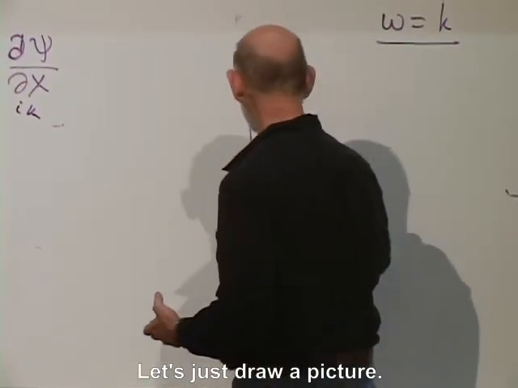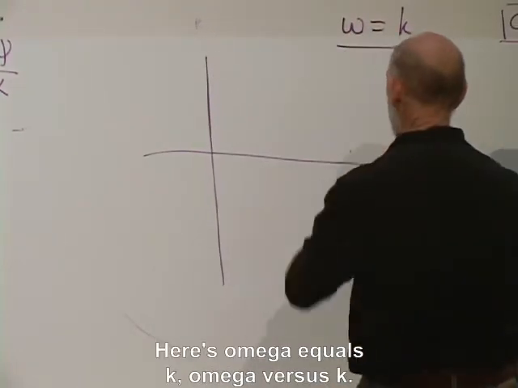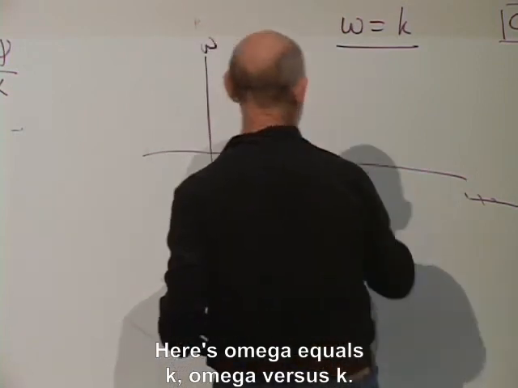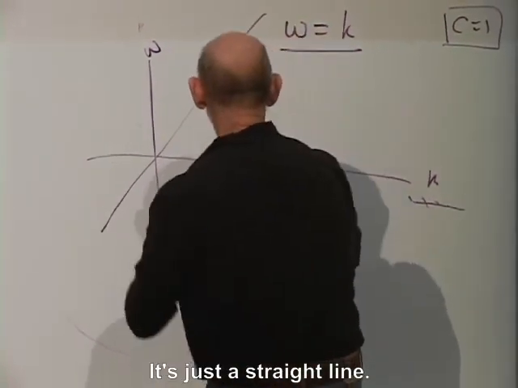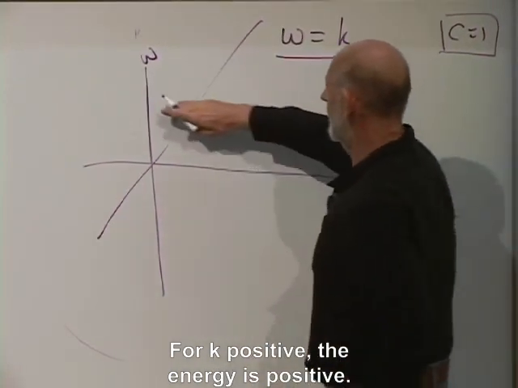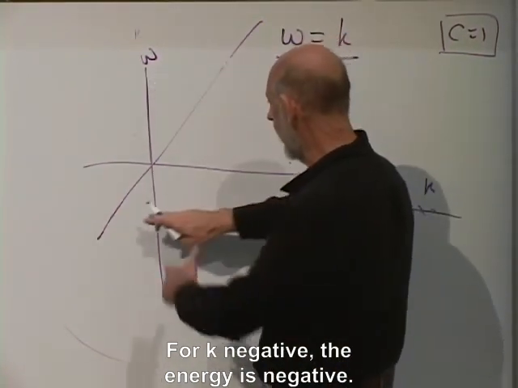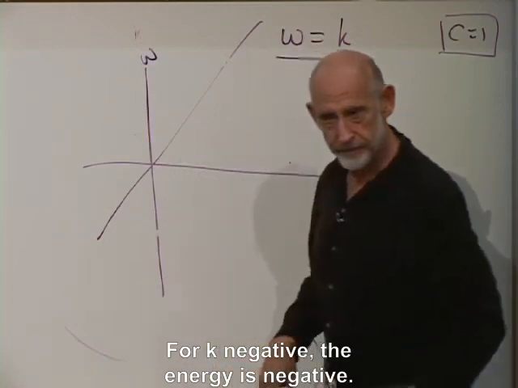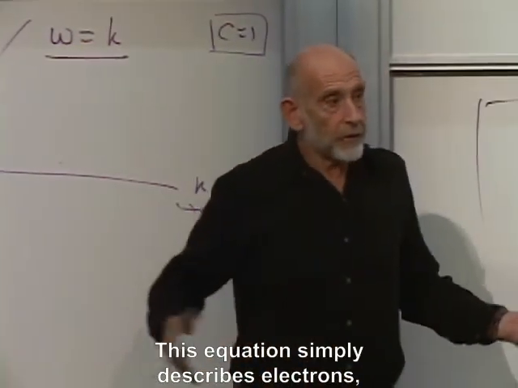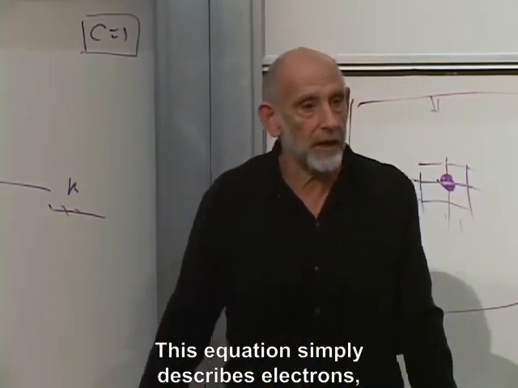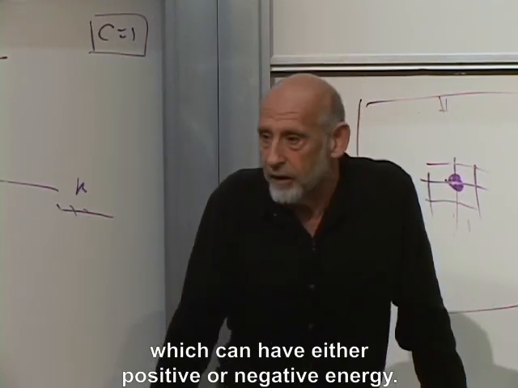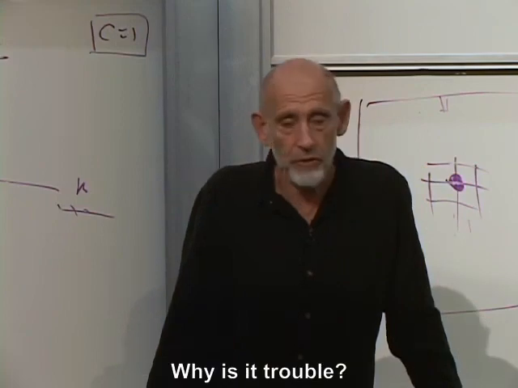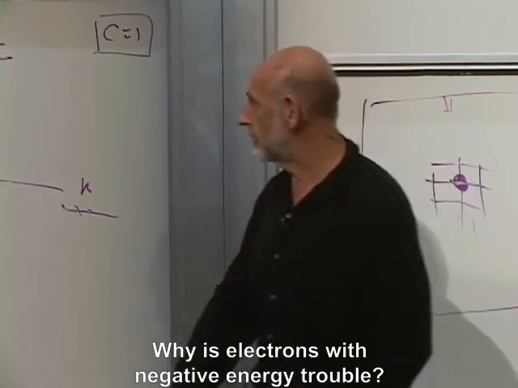Let's just draw a picture. Omega equals k. Here's omega equals k, omega versus k. It's just a straight line. For k positive, the energy is positive. For k negative, the energy is negative. Okay? This equation simply describes electrons which can have either positive or negative energy. That sounds like trouble. Why is that trouble? Why are electrons with negative energy trouble?